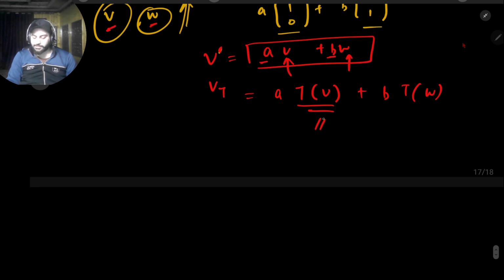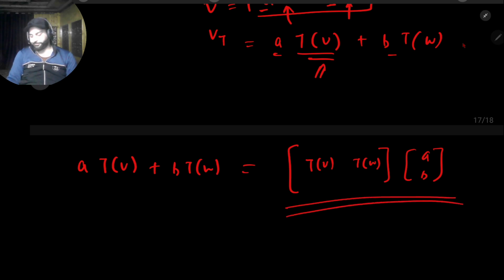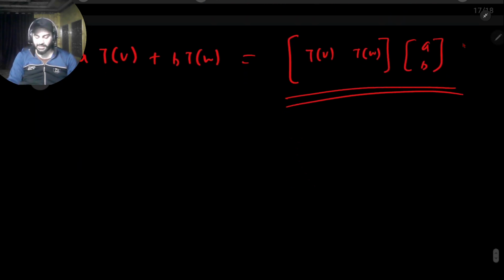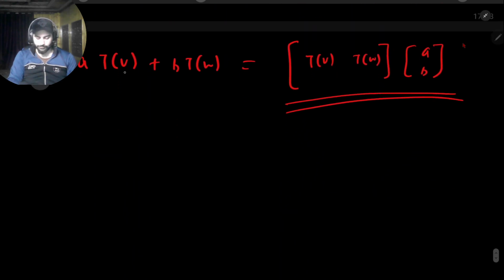I am capturing this into a matrix in which the first column is the transformation of v and the second column is the transformation of w. Now I'll write a and b in a succinct way like this. So a T(v) plus b T(w) is written like this. In our specific example, the basis vectors after transformation were x1, x2 and y1, y2.